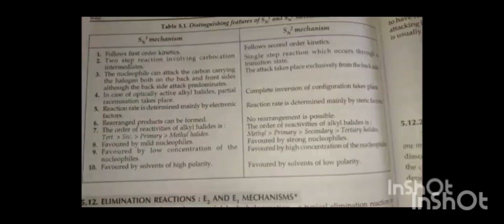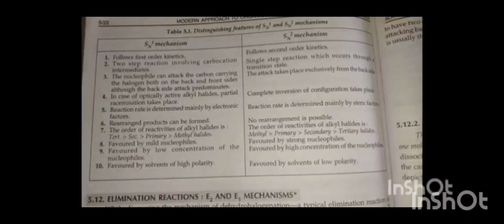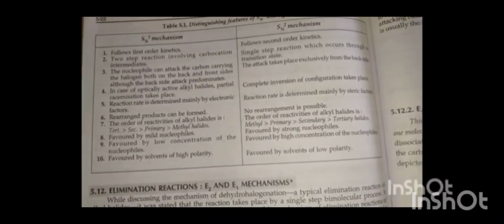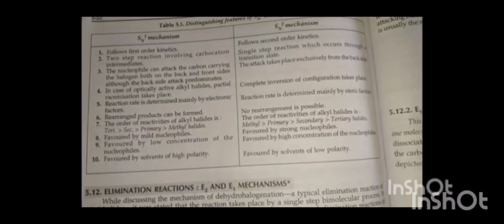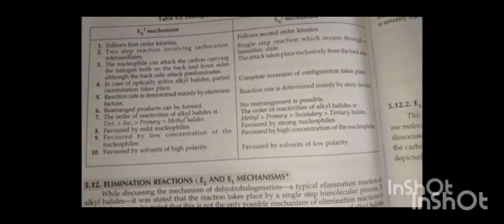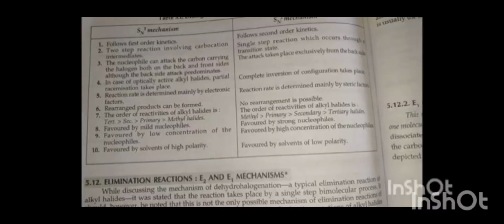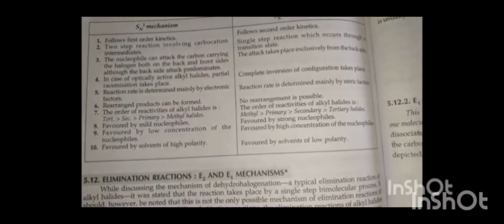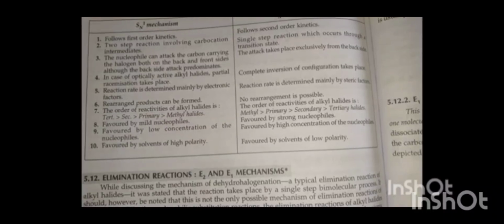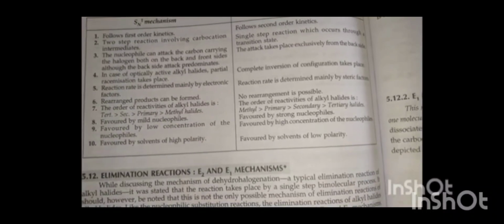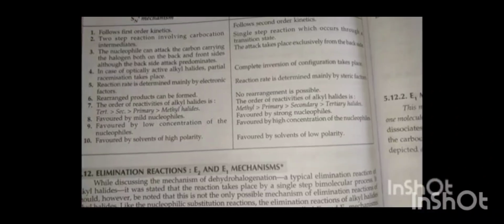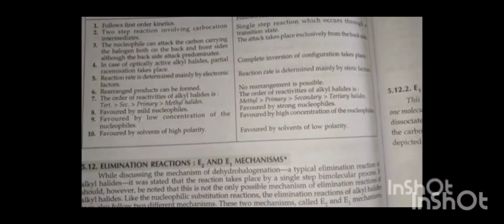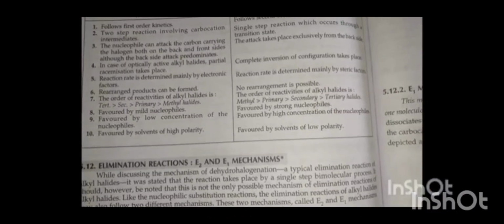Here is a comparison between SN1 mechanism and SN2 mechanism. SN1 follows first order kinetics and SN2 follows second order kinetics. SN1 is a two-step reaction involving carbocation intermediates, while SN2 is a single-step reaction which occurs through a transition state. In SN1, the nucleophile can attack the carbon carrying the halogen both on the back and front side, although the back side attack predominates. In SN2, the attack takes place exclusively from the back side. In case of optically active alkyl halide, partial racemization takes place in SN1, while complete inversion of configuration takes place in SN2.